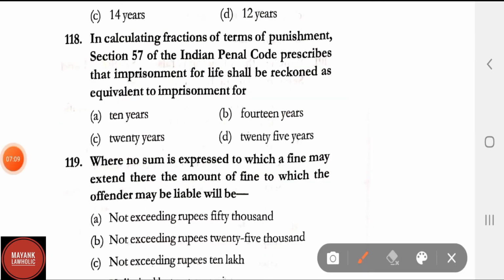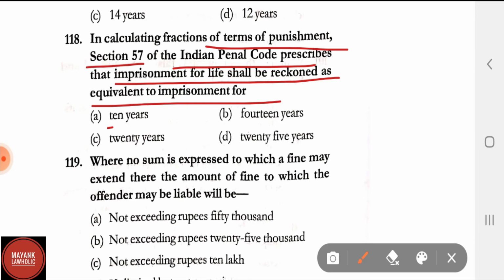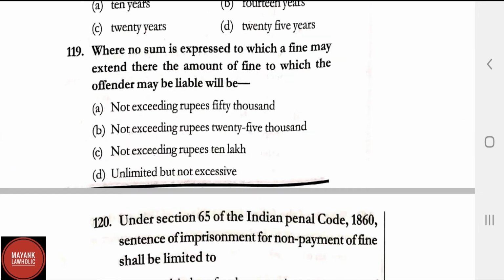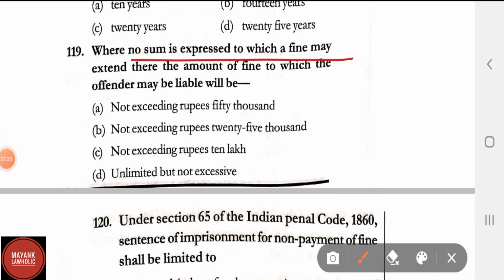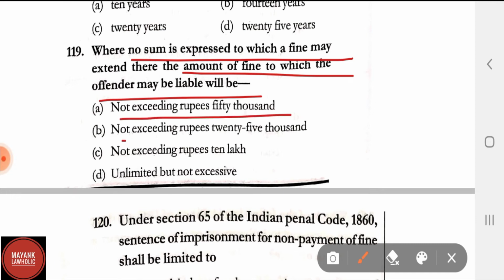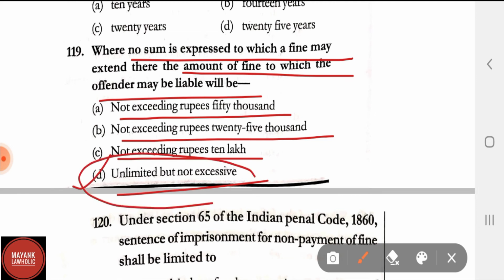Question number 118. In calculating the fractions of terms of punishment, section 57 of IPC prescribes that imprisonment for life shall be reckoned as equivalent to imprisonment for option A, 10 years, B, 14 years, C, 20 years, D, 25 years. Correct answer is 20 years. Question number 119. Where no sum is expressed to which a fine may extend, the amount of fine to which the offender may be liable will be option A, not exceeding rupees 50,000, option B, not exceeding rupees 25,000, option C, not exceeding rupees 10 lakh, and option D, unlimited but not excessive. Correct answer is option D, unlimited but not excessive.